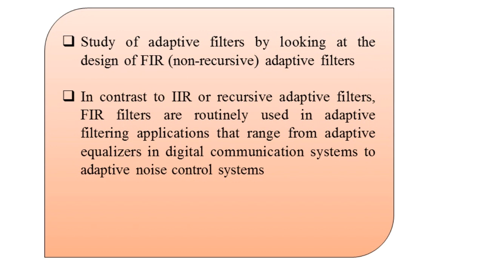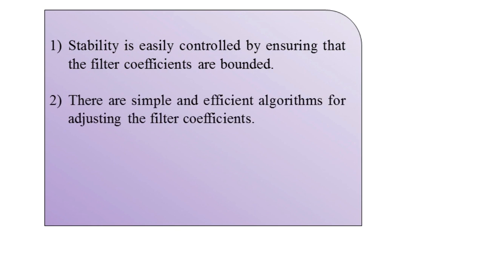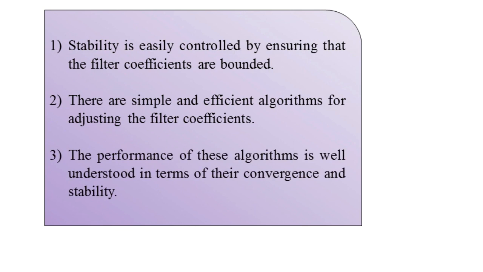We shall list three of the most important ones. The first one is that stability is easily controlled by ensuring that the filter coefficients are bounded. This is a very important point in the popularity of FIR adaptive filters. The second point is that these non-recursive adaptive filters have simple and efficient algorithms for adjusting the filter coefficients. And lastly, the performance of these algorithms is very well understood in terms of their convergence and finally their stability. This is the reason why FIR adaptive filters are very popular, and they are often used where they perform well enough to satisfy the design criteria for the suitable application.